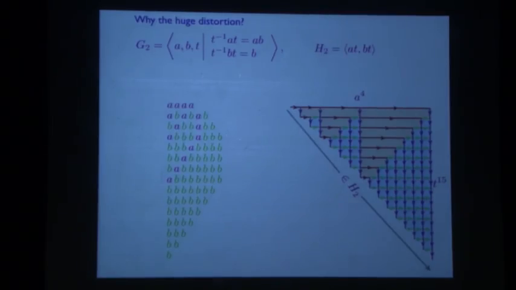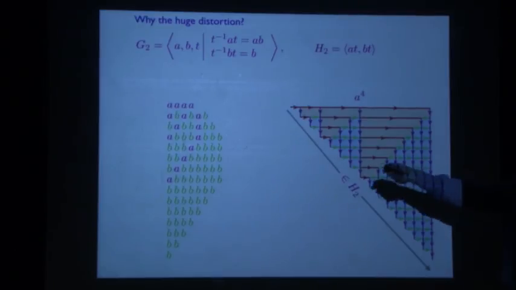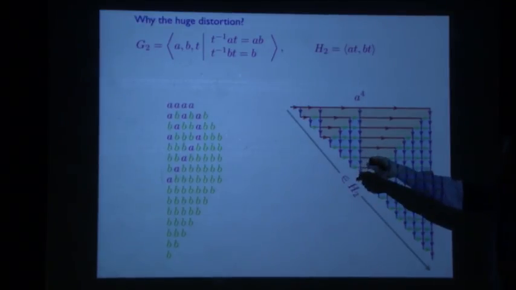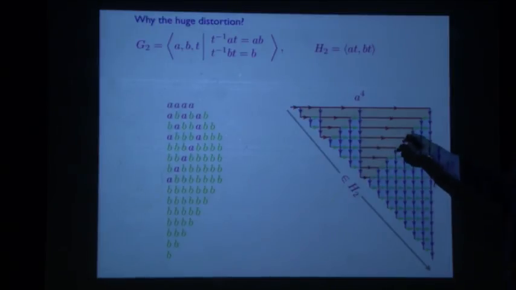Why do we get huge distortion? Well, this is where the Hydra thing comes in. So let me demonstrate it in the case of G2. So here's G2 just in terms of A's and B's, and here's this interesting subgroup H2 generated by AT and BT.